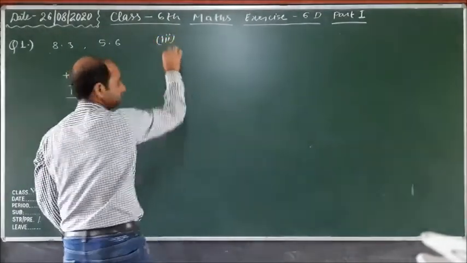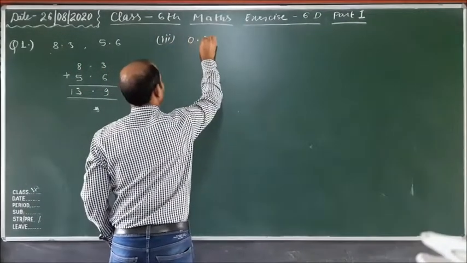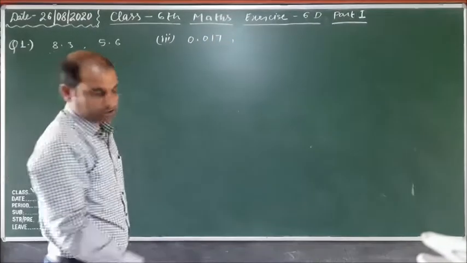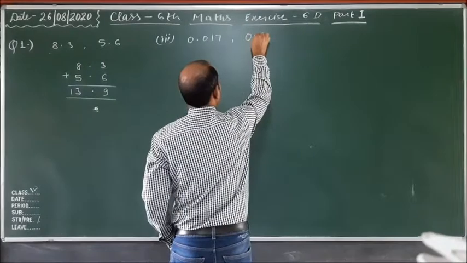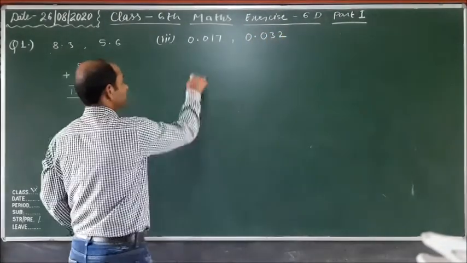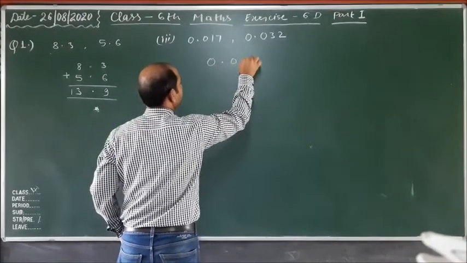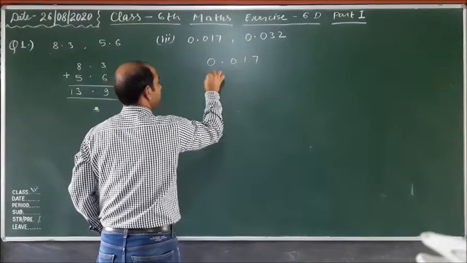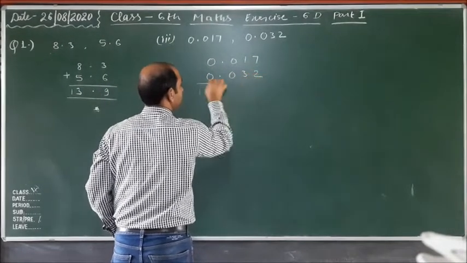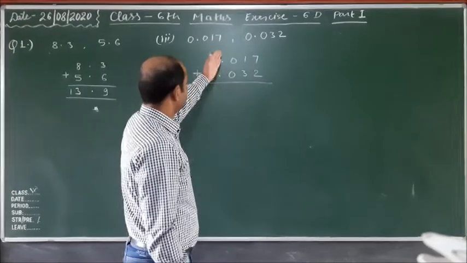is 0.017, comma, and the second number is 0.032. So first we write here in the column 0.017 and 0.032. Now add. We write here in the column.